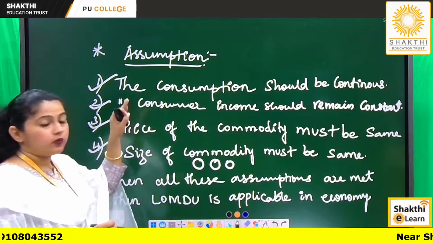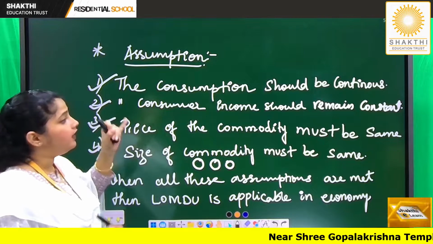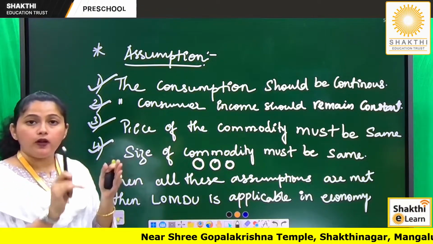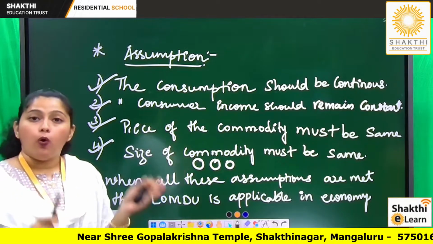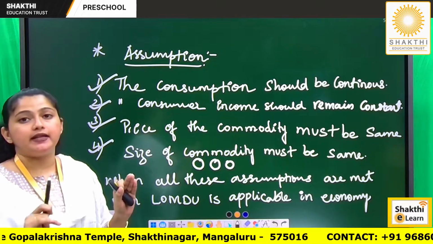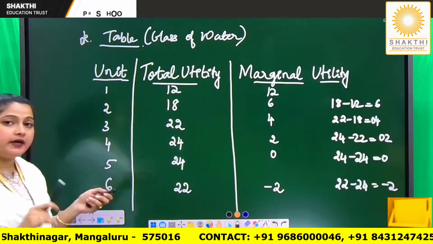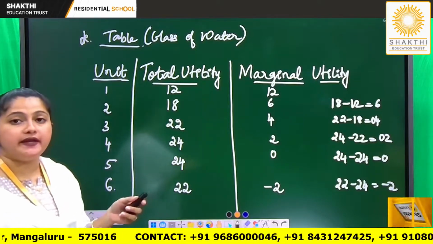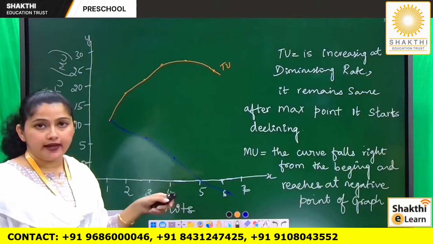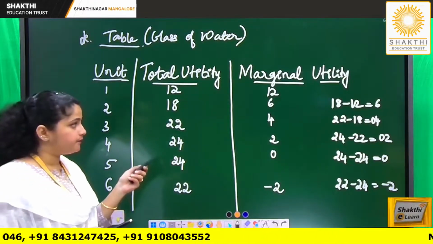So when you fulfill all these assumptions, maybe the income, maybe the size, maybe the price, if all these assumptions are met, only then the law of diminishing marginal utility can be applied in the Indian economy. Okay, next, this particular law is being explained with the help of a table and with the help of a diagram. So let us just go to the table first.